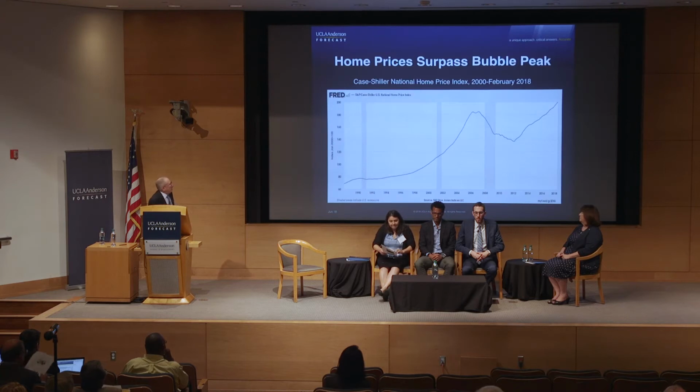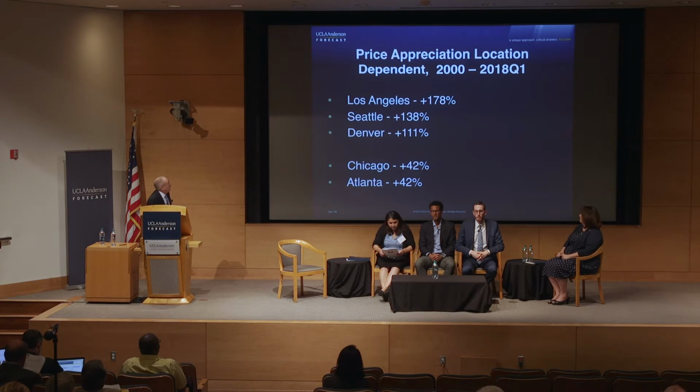All right, next thing is the National Case-Shiller Index. In real terms, it's not a new high, but we've surpassed the old peak of 2006, 2007, the bubble years. Housing prices have exceeded it in California, and Jerry showed a slide, and the same thing is true in the major metro areas of California. All right, but the thing is, it's different among cities.